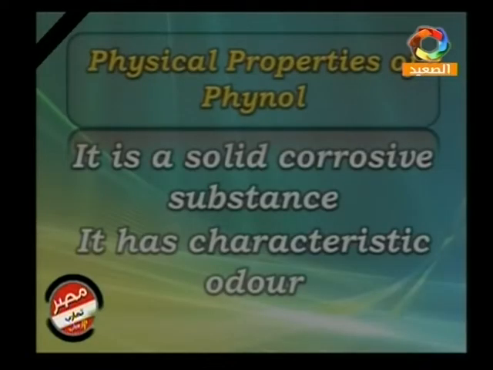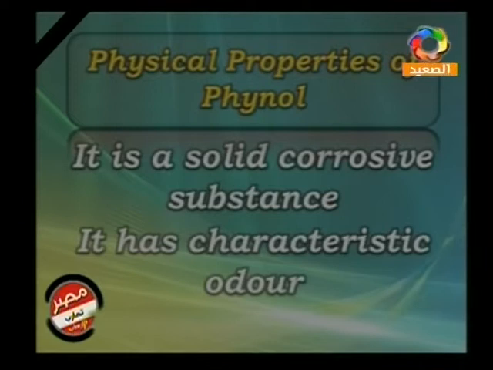So we have the physical properties of phenol. Phenol is a solid corrosive substance. Corrosive substance means it is a type of substance that absorbs water from our skin, like concentrated sulfuric acid or other concentrated acids. Another one is concentrated NaOH, caustic soda, which is a corrosive substance. It absorbs the water from skin.